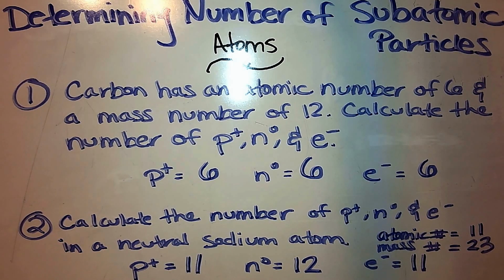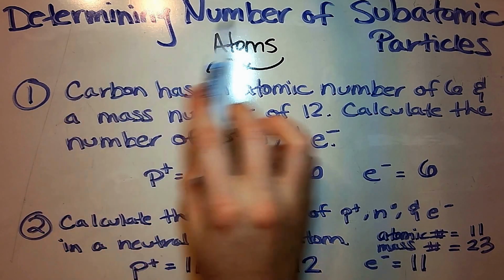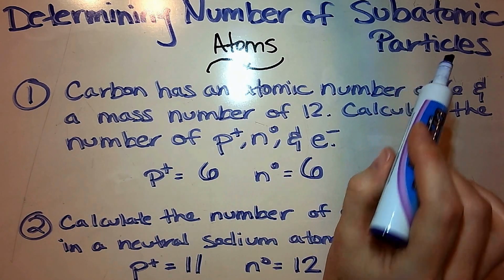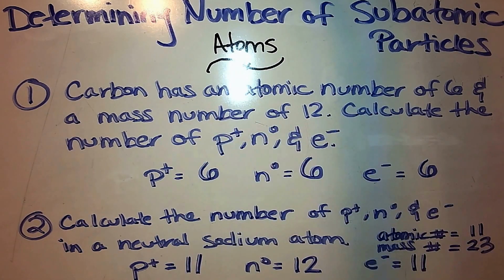Okay, so stay tuned for the other videos regarding determining the number of subatomic particles in ions, which have a different number of electrons, so they've either gained or lost electrons. And we got a little intro to bonding and why they do that, as well as isotopes, where it's still an atom, but it has a different number of neutrons.